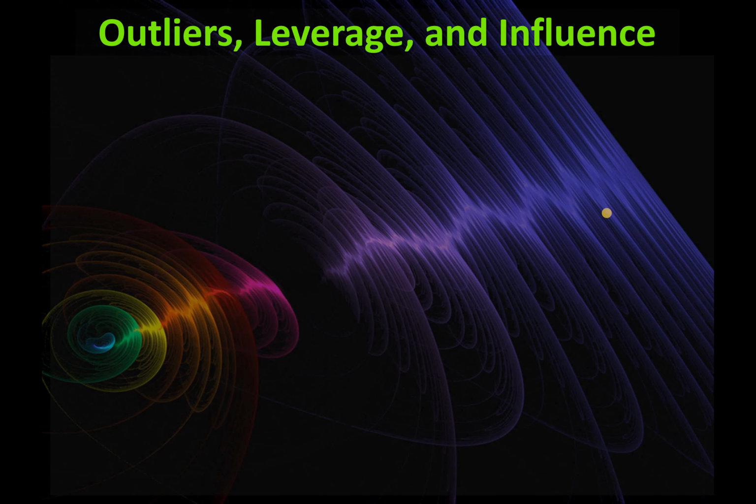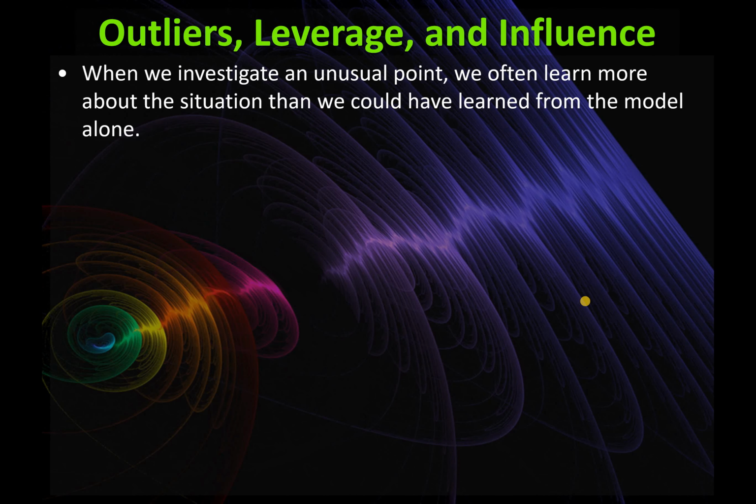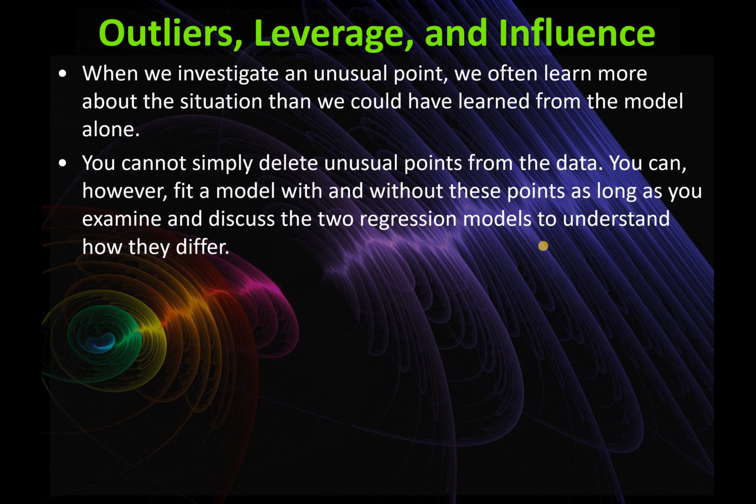So all of these things, outliers, leverage, and influence, all come from unusual points. And we look at those because sometimes when we look at that one unusual point, we can learn more about the situation at hand than the model itself might tell us. Sometimes it's the exception to the rule that really lets us know what's going on. So that means you can't just randomly delete unusual points from the data. Don't just assume that it was a bad point.